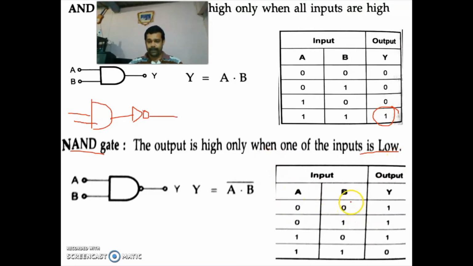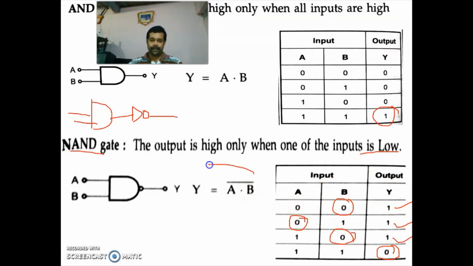So here both the inputs are low, but the output is high. Here one of the inputs is low, the output is high. Here one of the inputs is low, the output is high. If both the inputs are high, the output is low. So in a NAND gate, the output will be high if any one of the inputs is low.